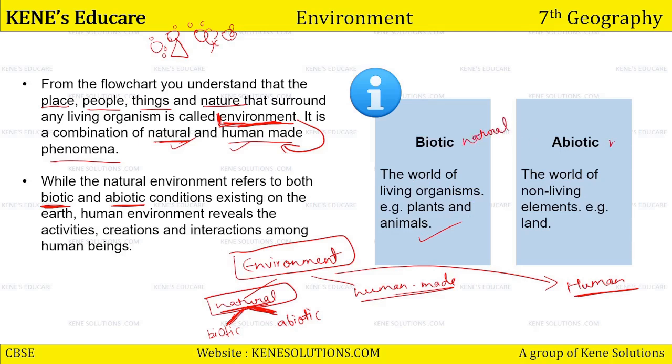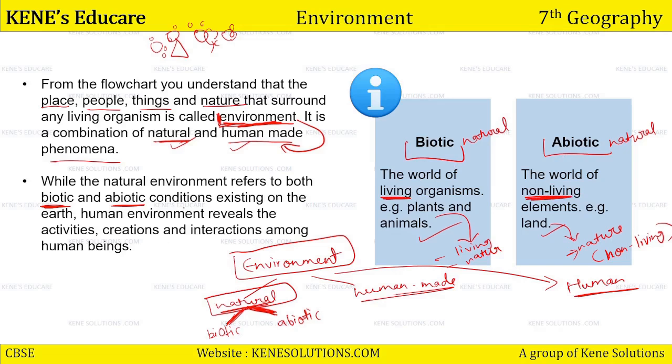And then there are abiotic natural components. For example, the world of living, non-living elements. Example, land. Land is made by nature, but it is a non-living component. Whereas plants and animals is a living component made by nature. So biotic and abiotic, both are natural, both are made by nature, but biotic consists of living organisms and abiotic consists of non-living elements. Clear?